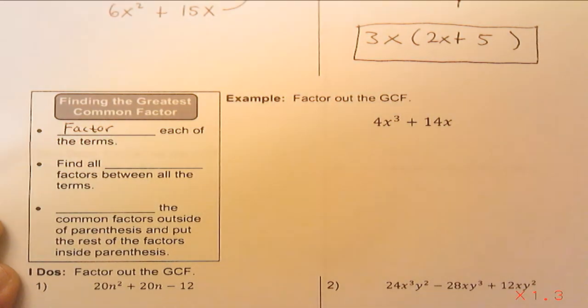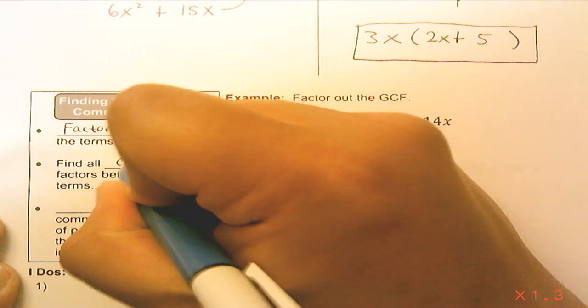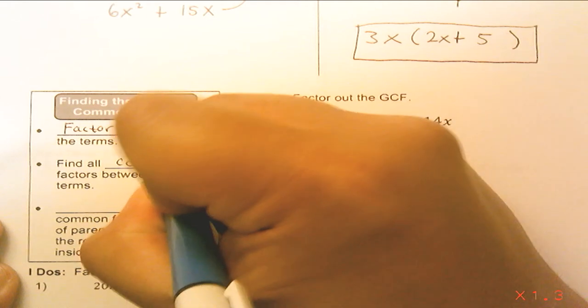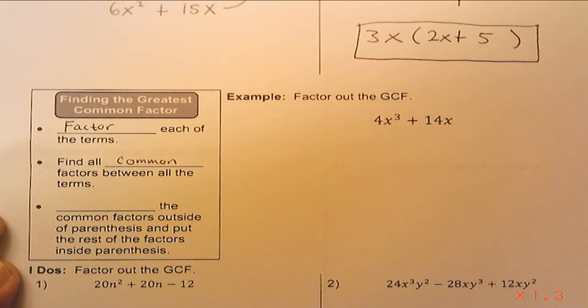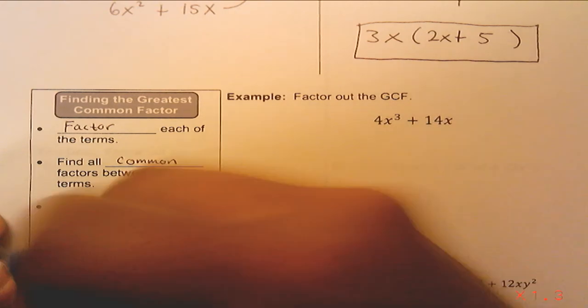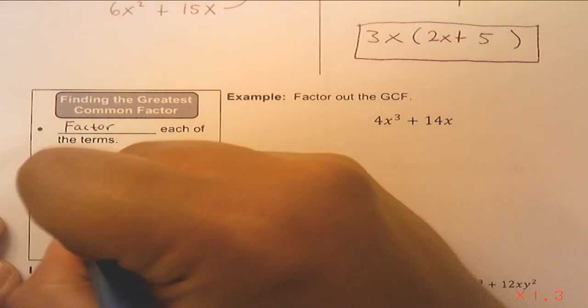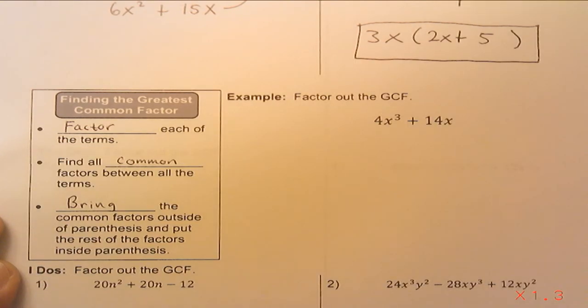Okay. Factor each of the terms. So that basically means break them apart. Find all common factors that are between all the terms, and then bring the common factors outside of the parentheses. When you're done, put the rest of the factors back in.